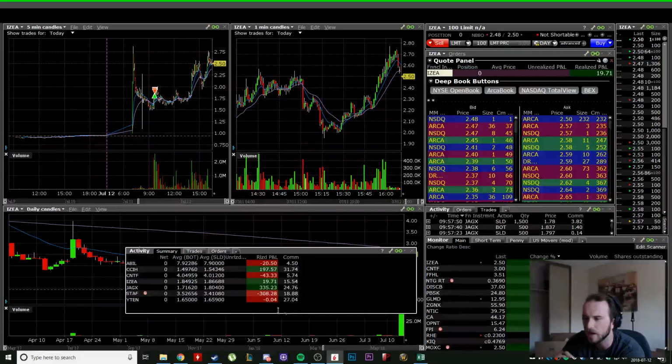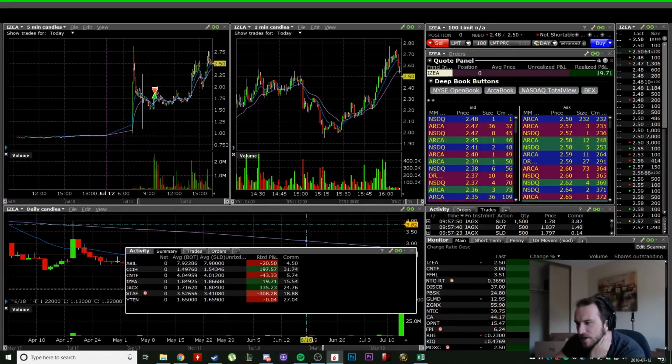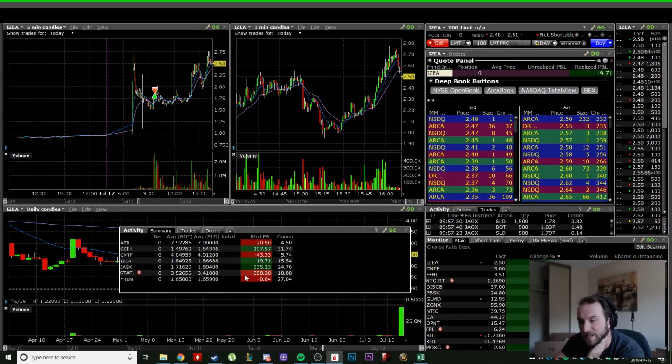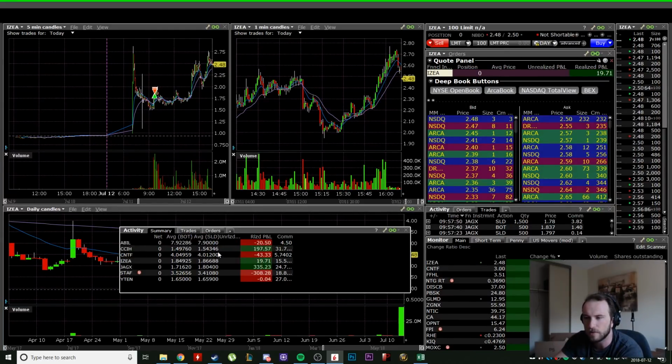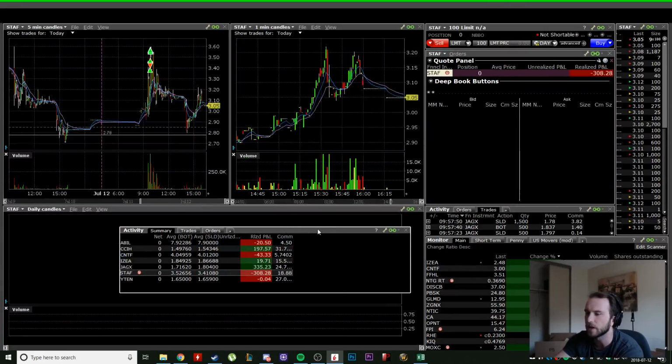So the P&L is right here. You can see that I took a big loss on STAF, and that brought me red on the day. Before STAF, I was green from CCIH, and then I think I had these trades also, so I was still up like $150 on the day or something. And then STAF just brought me straight into the red.